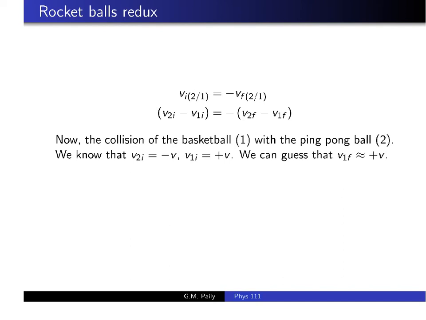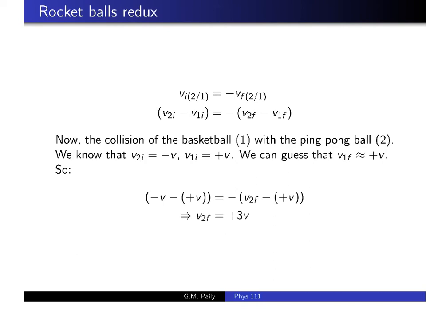Plugging these in, v2 initial becomes minus v, v1 initial is plus v, so we have minus v minus plus v. And here we have minus parentheses, v2 final is what we want to find out, and v1 final we expect to be approximately plus v. This side simplifies to minus 2v, this side simplifies to v minus v2 final, and moving things around, we get v2 final is plus 3v.